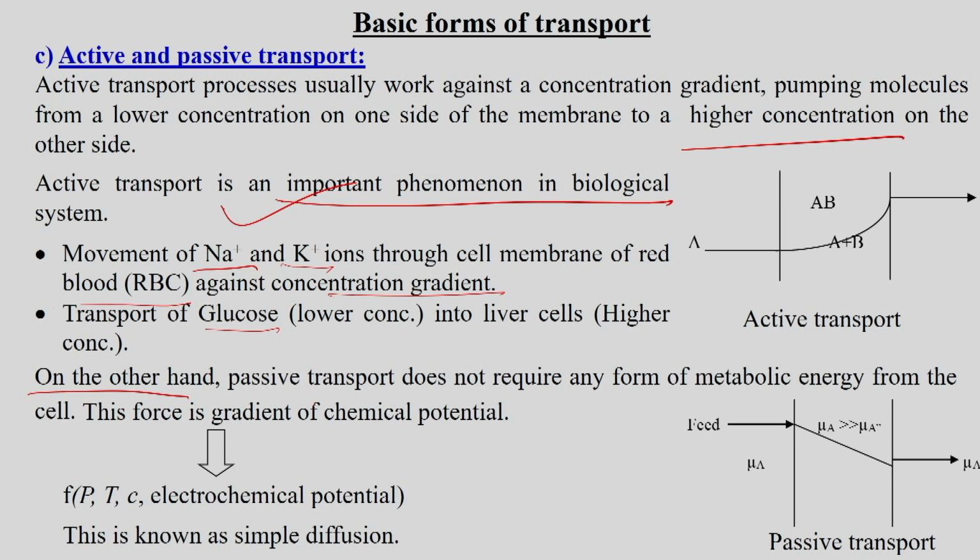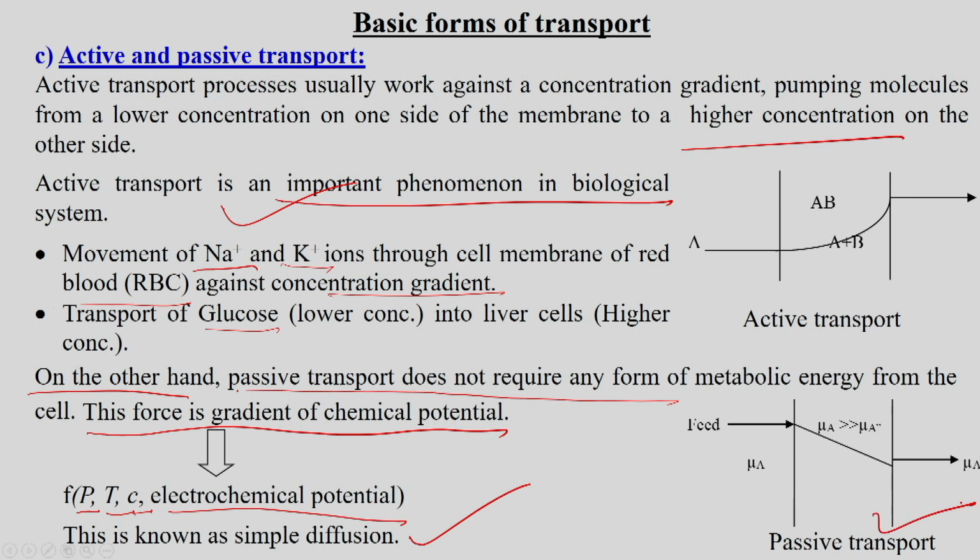On the other hand, passive transport does not require any form of metabolic energy from the cell wall. The driving force is the gradient of the chemical potential, like pressure, temperature, concentration, or electrochemical potential. So, this is known as simple diffusion. So, this is passive transport.